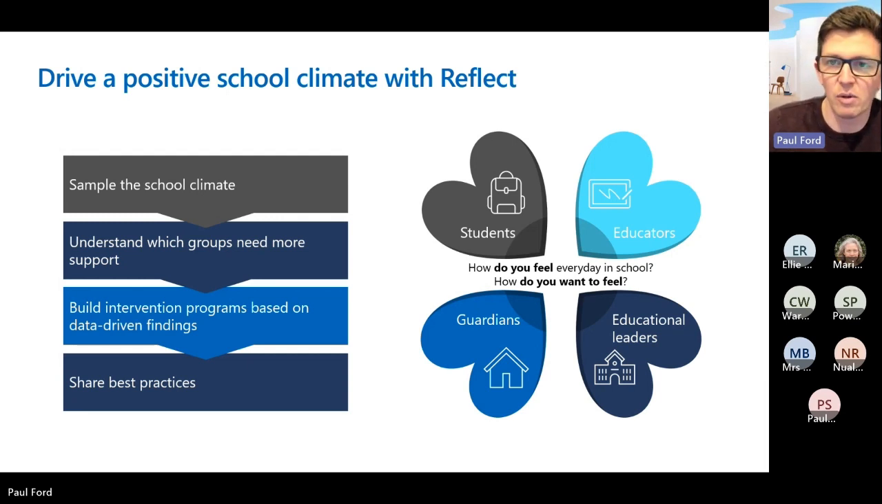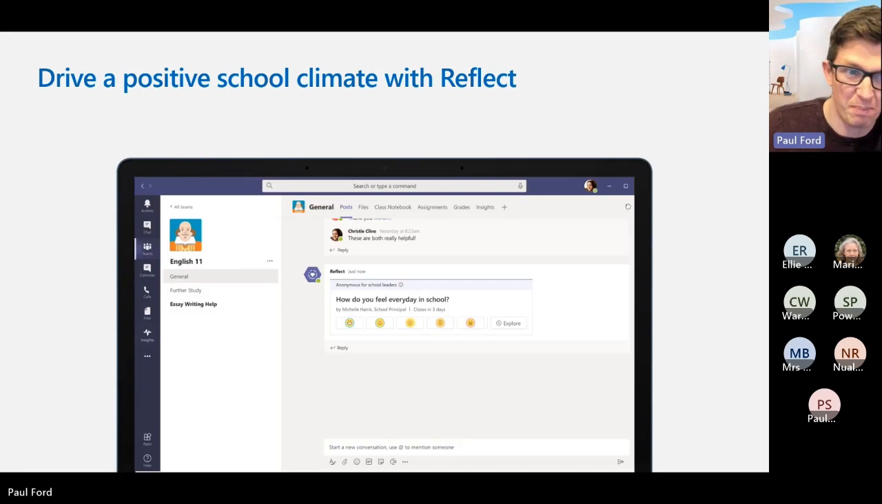So it allows you as an educator to have a sample of the school climate, understand where those groups may need more support. You can build some intervention and programs into this, and then you can then ideally see the impact of those intervention programs and then start to share best practice. And it's quite a simple tool on the front of it. It just basically allows you to put a question in that says, how are you feeling today within your classroom?